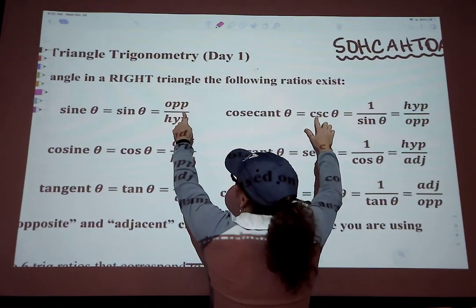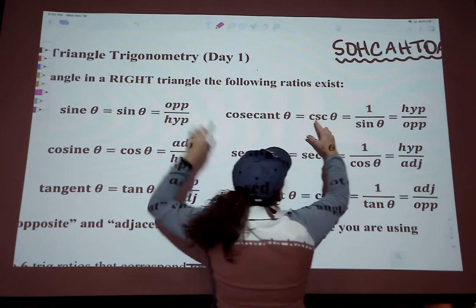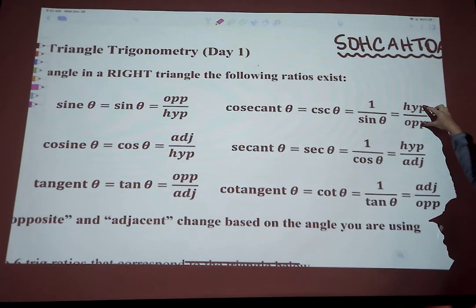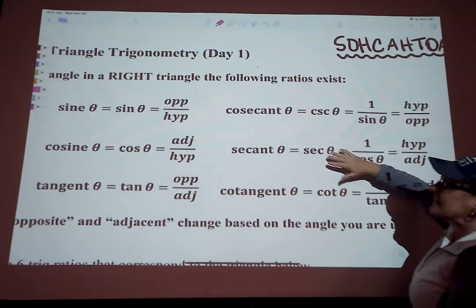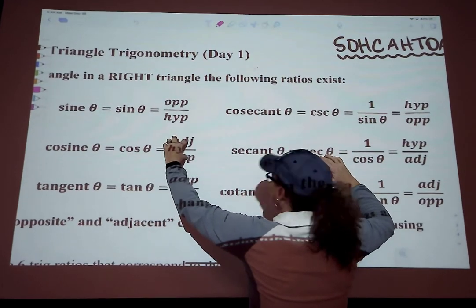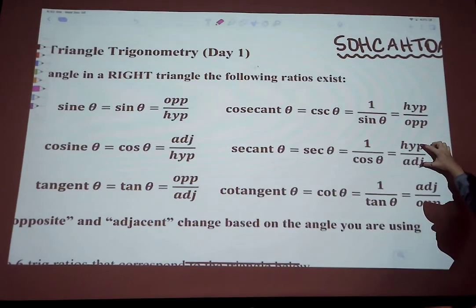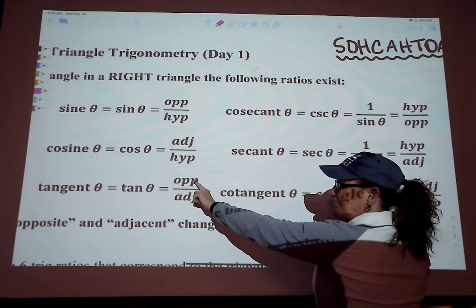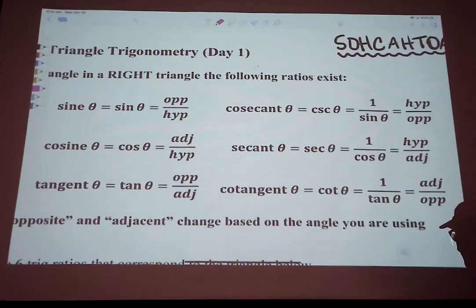all you have to do to get your cosecant is simply take your sine fraction and turn it upside down. That's all you got to do. To get your secant, if you already have your cosine, take your cosine fraction and turn it upside down. To get cotangent, turn your tangent upside down.